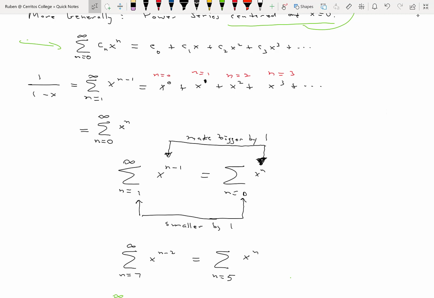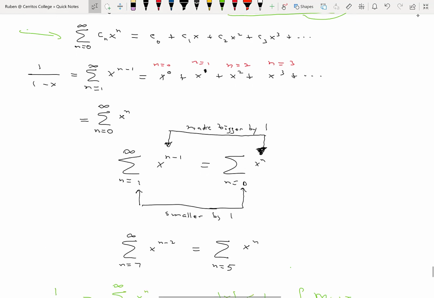Suppose I want to write it as a sum of x to the n. So I'm going to make n minus 2 bigger. n minus 2 plus 2 would be x to the n. So I'm going to make the starting point 2 smaller. Instead of starting at 7, I'm going to start at 5. And this adjustment can always be made.